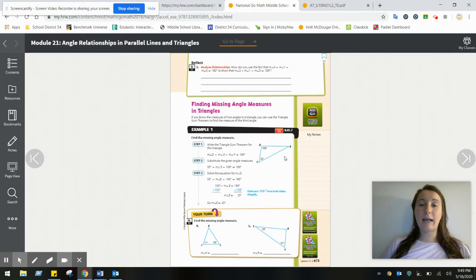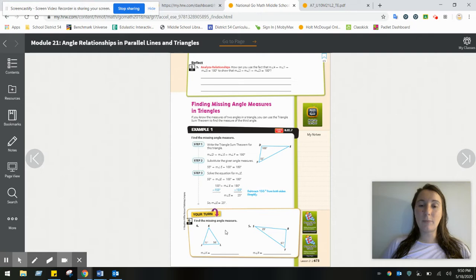One way to double check that for sure is to add all three angles together and make sure that you have 180 degrees as the total. So 100 plus 55 is 155, plus 25 for missing angle E is 180. That means the triangle sum theorem is correct, and all three angles together make 180.